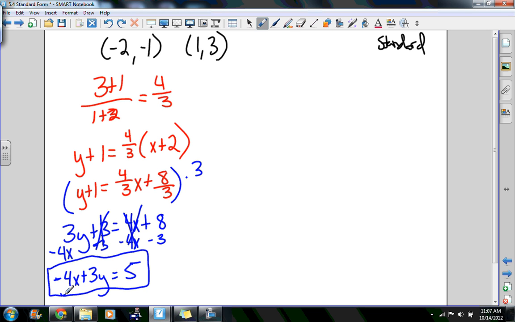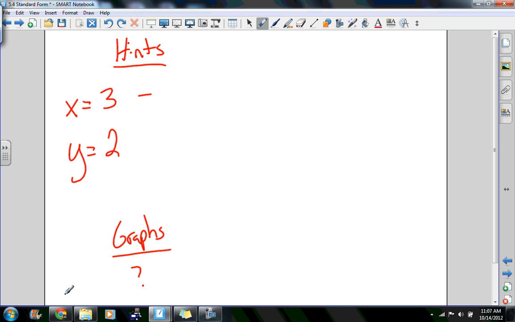There's only one standard form. A couple hints. If you're given lines like this, x equals 3, y equals 2, these are in standard form. And actually, y equals 2 or x equals 3 is in standard form, slope-intercept form, and point slope form. Because their slopes are weird, you won't have to really do anything else with them.